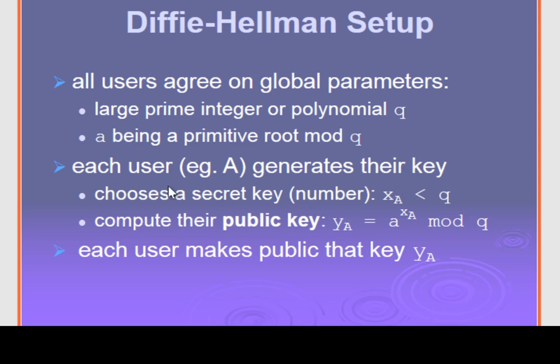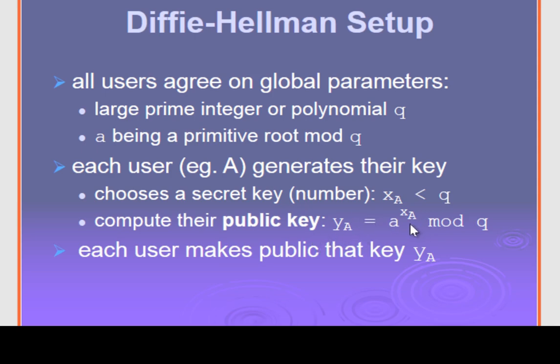Each user generates their keys. For example, user A chooses a private key, that is a secret key, XA, which is less than q. XA is the private key of user A. Here you have to think of X as a private key and Y as a public key. XA is chosen randomly by the user, any number of his own choosing.